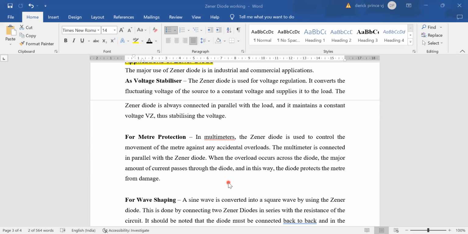So it is also used in protection circuits. The first use is as a stabilizer or voltage regulator, different names we can technically call it. Next is meter protection. It can protect multimeters and will not allow them to get damaged. It gives only a constant, limited output voltage that the multimeter can withstand.